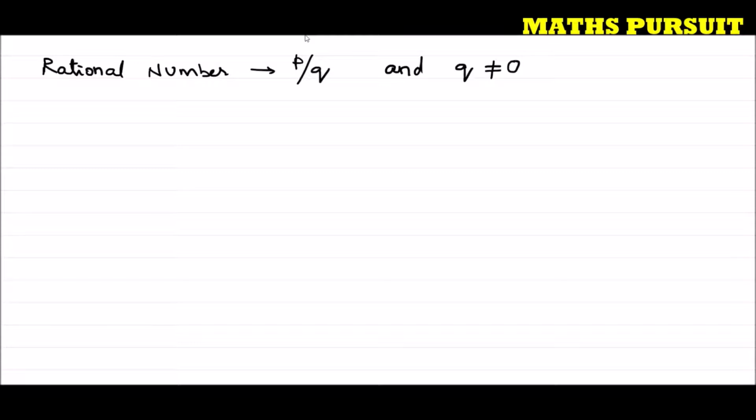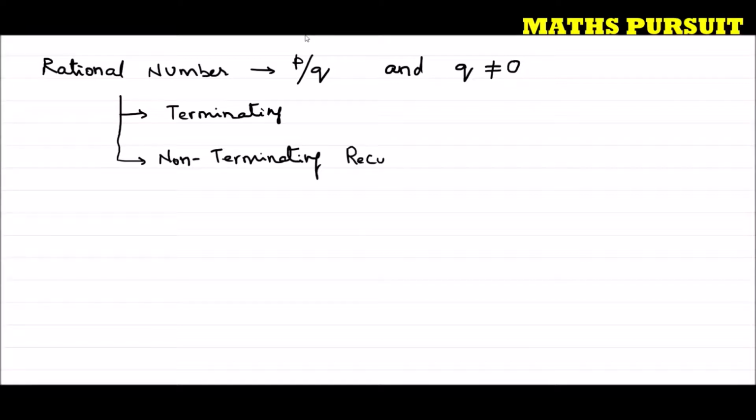Now guys, the rational number could be either terminating or non-terminating. A rational number has two properties, which is either it is terminating or non-terminating recurring. We know that a rational number could be terminating or it could be non-terminating recurring. Now, the question is asking us here particularly about the terminating factor.